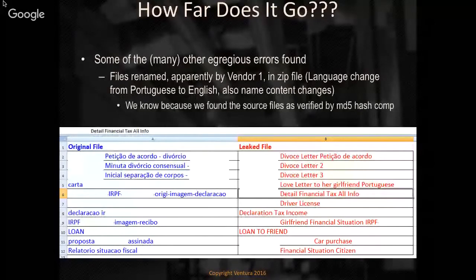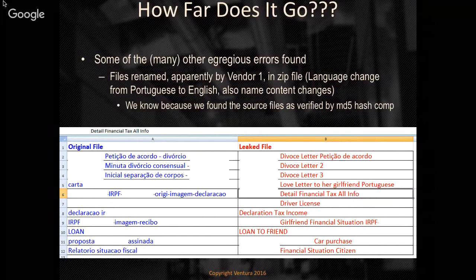More good stuff. More egregious errors. So the same vendor, in a different zip file, actually renamed the files. How do we know? We actually found the source files, right? These are the actual source files, again cleaned up, protecting the innocent. These were what were in the evidence. How do we know? Well, once again, we have his fingerprints there, right? We have the names of the guys who did this. What the fuck? Like seriously, right?